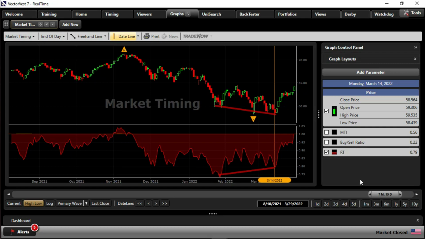What led me to tonight's presentation was some research that I was doing on industry and sector rotation. I was looking for the industry groups whose RT, relative timing, has gone up the most in the last 10 days. That's a really easy scan within VectorVest.